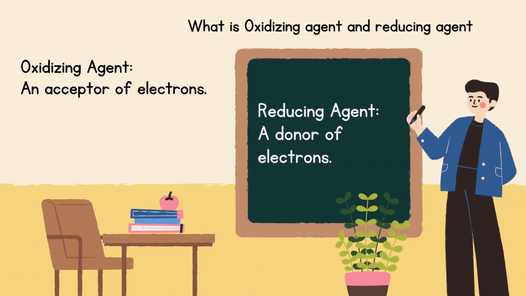What is oxidizing agent and reducing agent? Oxidizing agent, an acceptor of electrons. Reducing agent, a donor of electrons.